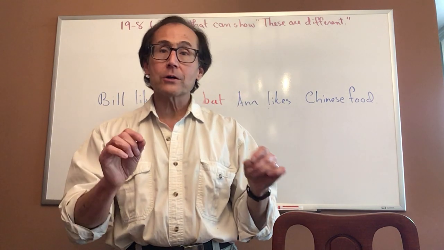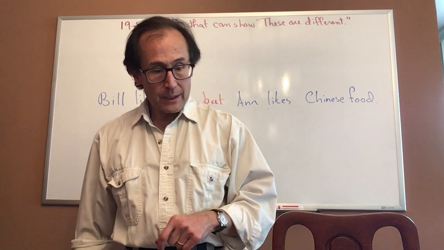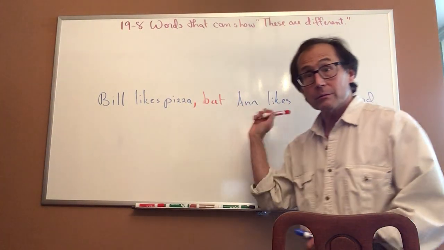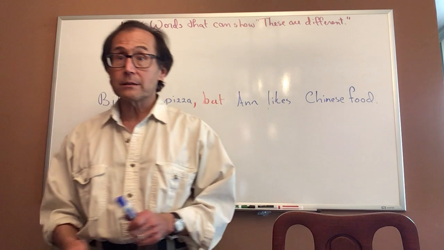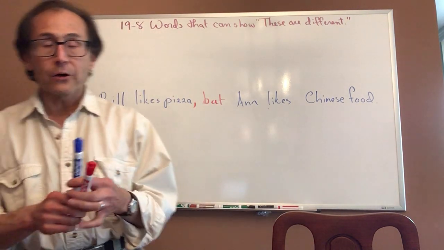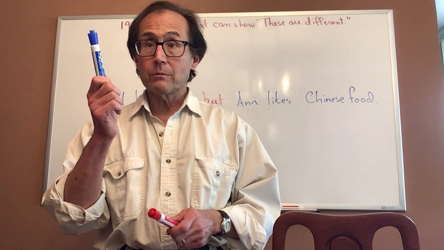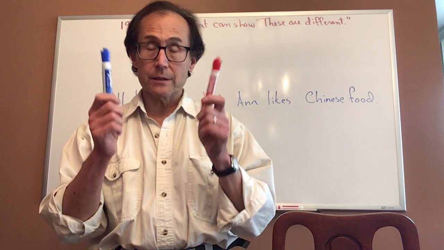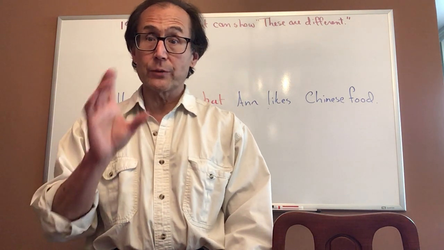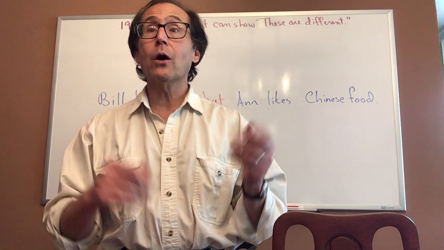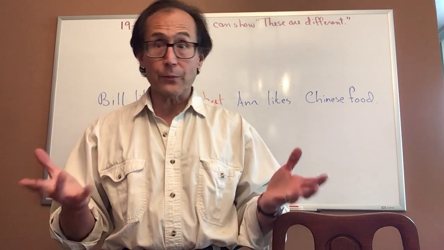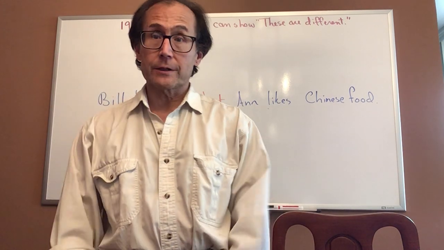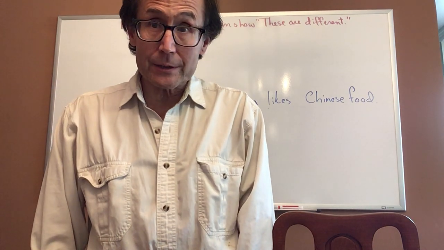Now, however, "but" can also be used just to show something is different. So I might say, Bill likes pizza, but Anne likes Chinese food. It's not unexpected, it's not surprising, they're just different. Or I could say, this marker is blue, but this marker is red. It's not surprising, they're just different. So "but" can be used in both situations. It can be used to show, oh, this is not expected, this is a little surprising, or it can be used to show these two are just different. "But" is okay in both situations.